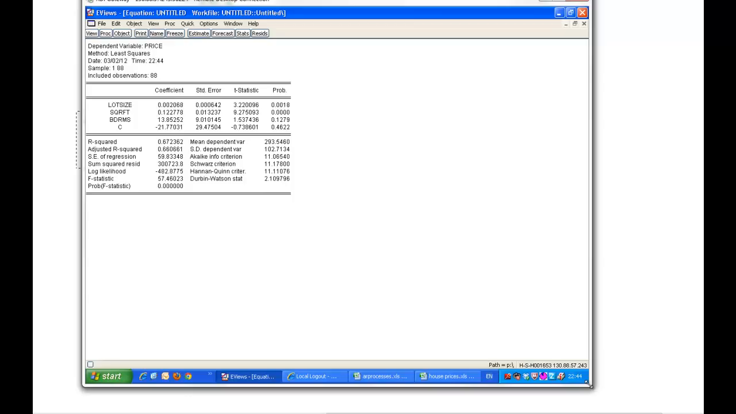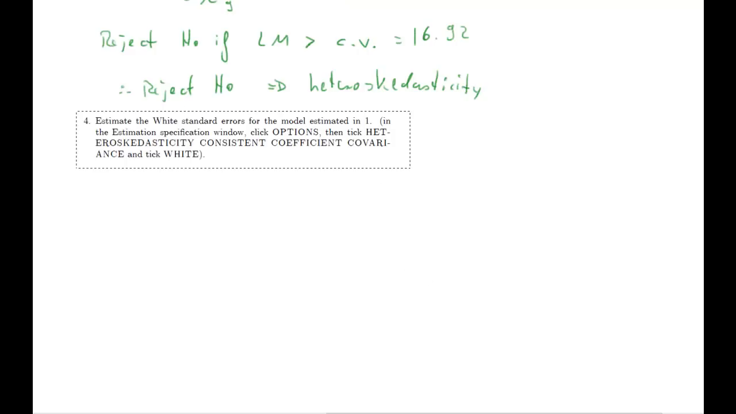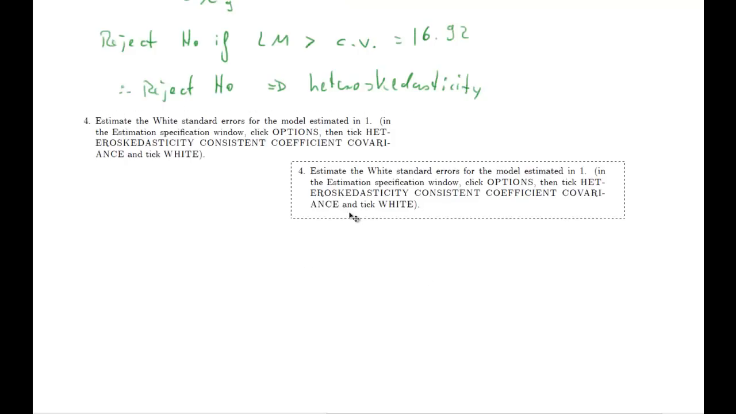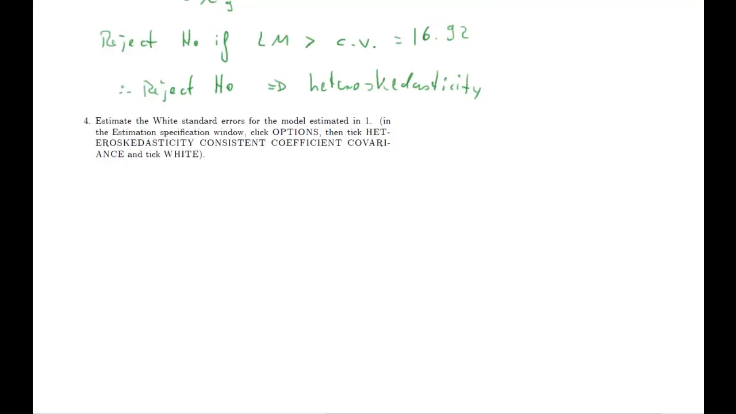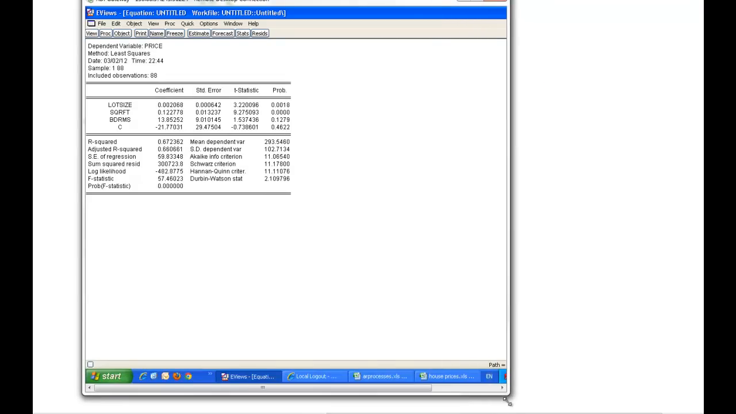So, perhaps I can just, let's see how that works, actually. Nah, doesn't work either, sorry. It's a remote desktop here and I can't copy and paste this.